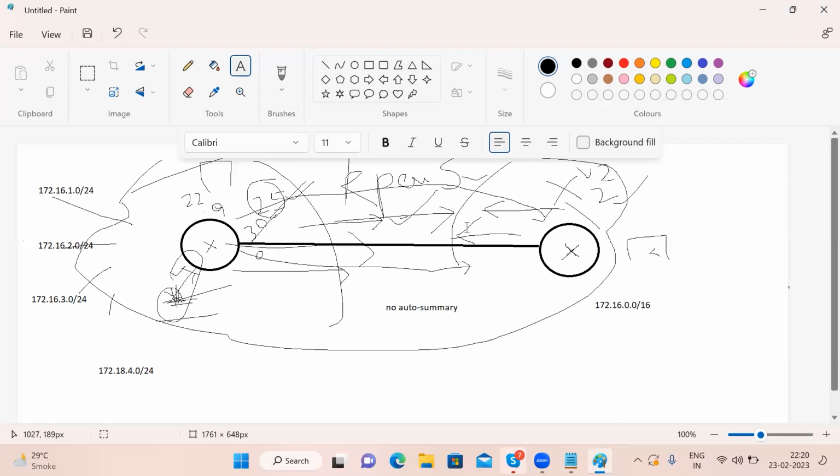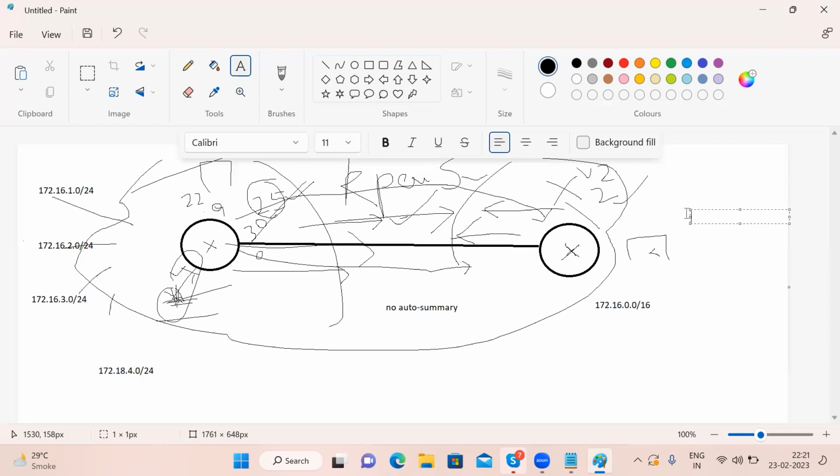For version 2 also the commands remain the same, sir. No subnet in version 2, no subnet in version 1, nothing. Then how will it be classful or classless? What is the difference between version 1 and version 2? If you are running version 1, it will be classful. If you are running version 2, it will be classless.